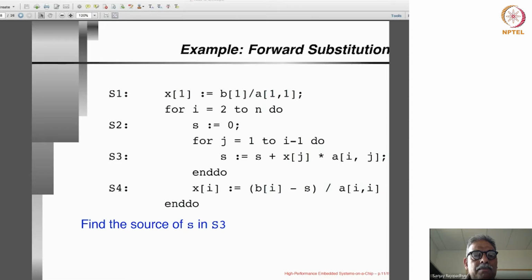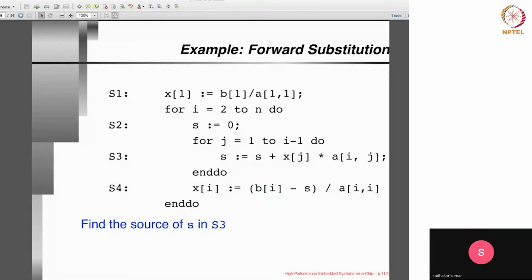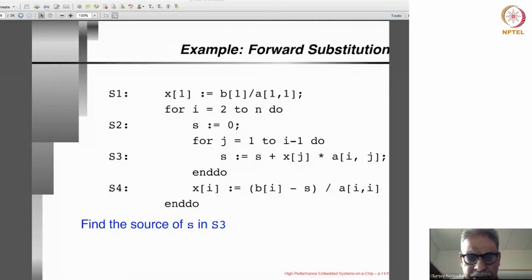Let me go back and show you. Sir, can you give some reference about this? Any textbook or anything? This is a wonderful paper by Paul Feautrier, array data flow analysis of programs. It was 1989. Paul Feautrier in 1989. And Rama will definitely have all the references. Don't worry about that.